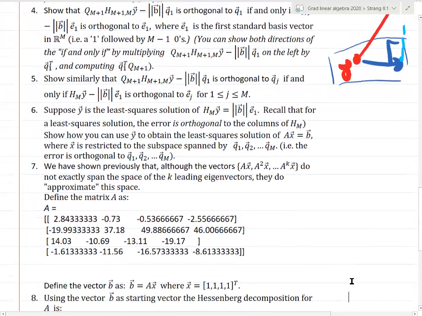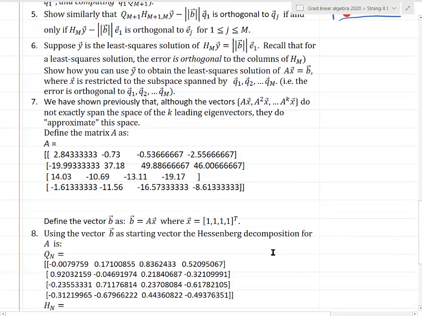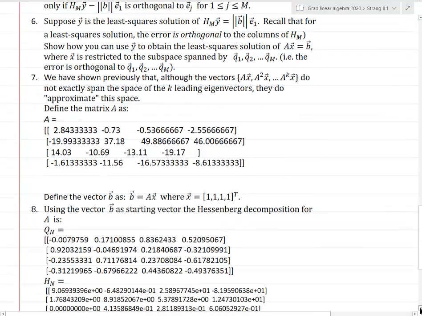All right, so I cooked up this matrix here, which you can go ahead and put in. I define the vector b as b equals Ax, where x is 1, 1, 1, 1. You can compute this using Python. Using the vector b as a starting vector, the Hessenberg decomposition for A is this. I actually did this, and you can check with your own Hessenberg program. If you were having trouble with your Hessenberg, I thought I'd save you time by doing this. So these are the orthogonal vectors in Qn, and this H is the Hessenberg.